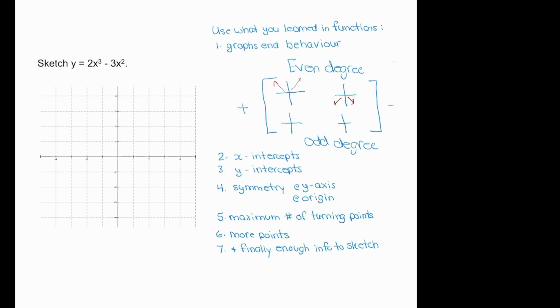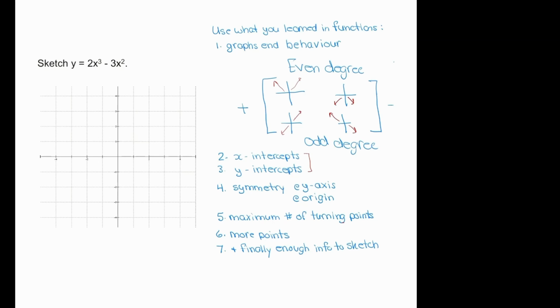If it's an odd degree, meaning that the power that it's raised to, like in our example here, 2x cubed, is raised to an odd degree, but our a value is positive, then it's going to go up to the right and down to the left. And if it's an odd degree and a negative a value, it is reversed. The other thing that we need to know is what are the x-intercepts and what are the y-intercepts. That just gives us a couple of points to be able to graph.